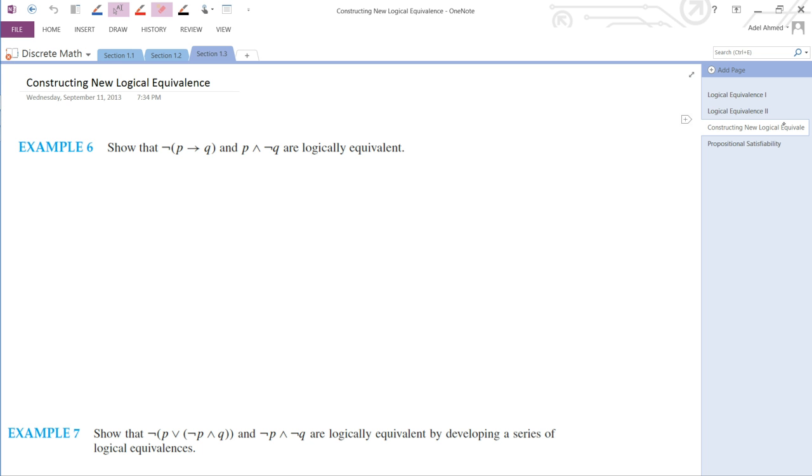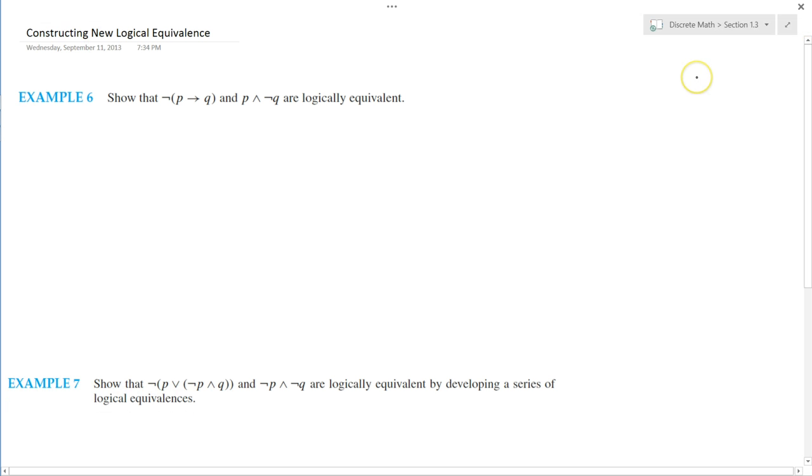So here's an example. Let's take this example and see how that can be done. The example says, show that not (P implies Q) and P and not Q are logically equivalent. Now in mathematics, in regular algebra, when you try to prove that two expressions are the same, what do you usually do? If you're given a left-hand side and you want to make sure that it is equivalent to the right-hand side, what do you do in regular algebra?